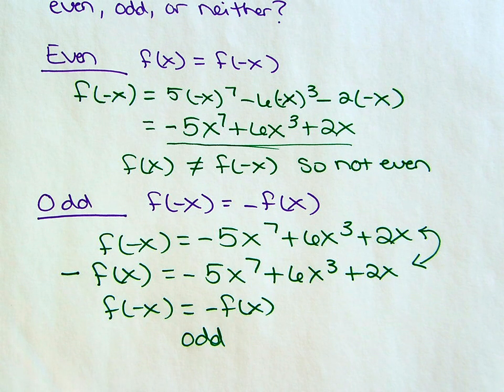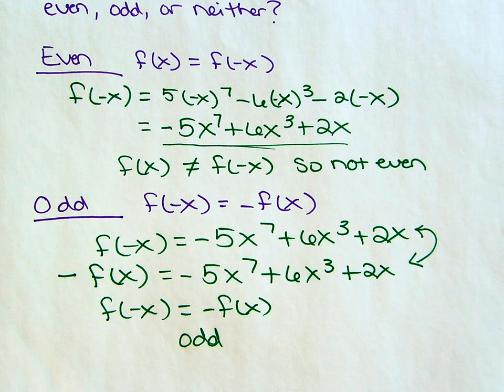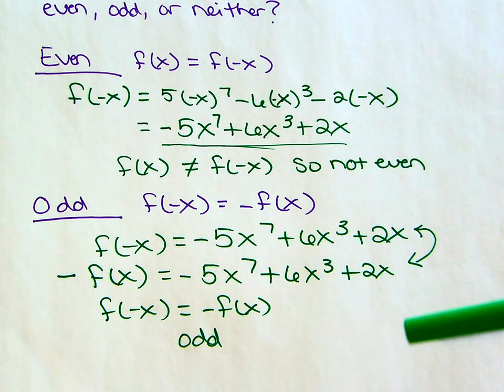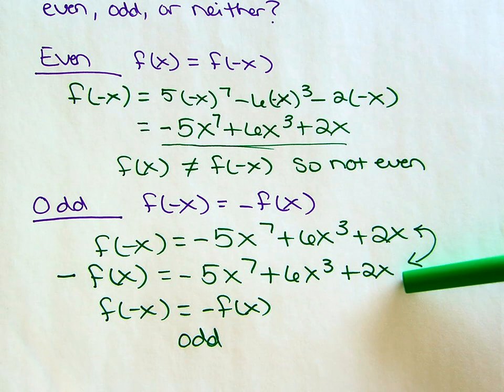If you do find that it's even, you're done. You don't have to test to see if it's odd. It's only if this is no do you have to test if it's odd. And if this is no, there's no more test for neither. It's just a given.